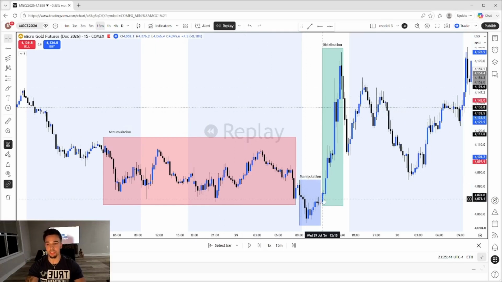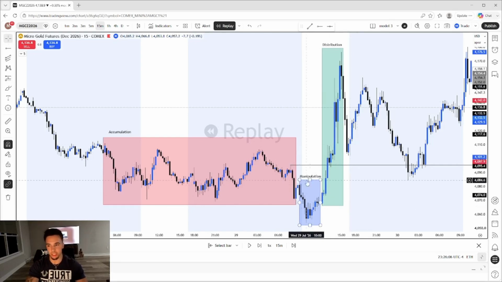So what you would do is you would wait for this manipulation leg to form and reverse, and you would wait for some sort of change of character, change in delivery of price action. What do I mean by change of delivery? I want to see one of these highs get taken and respected. So what do we see here? This high gets taken, retested, and respected, pushed back higher.